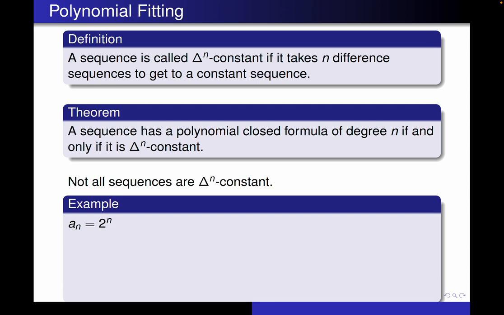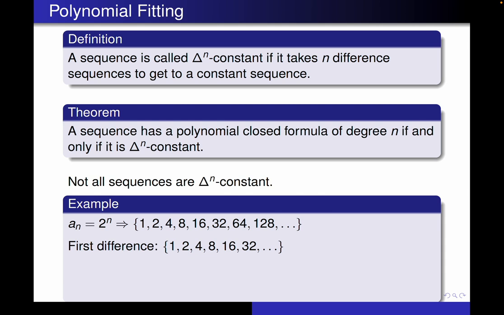For instance, if we look at this geometric sequence, 2 to the n: 1, 2, 4, 8, 16, etc. If we look at the difference sequence, well, let's see what happens. 2 minus 1 is 1, 4 minus 2 is 2, 8 minus 4 is 4, 16 minus 8 is 8, then we get 16, 32, etc. And, oh goodness, that is exactly the same sequence as we had before. Well, maybe if we did it again for the second difference. Well, no, we end up with the exact same sequence again.